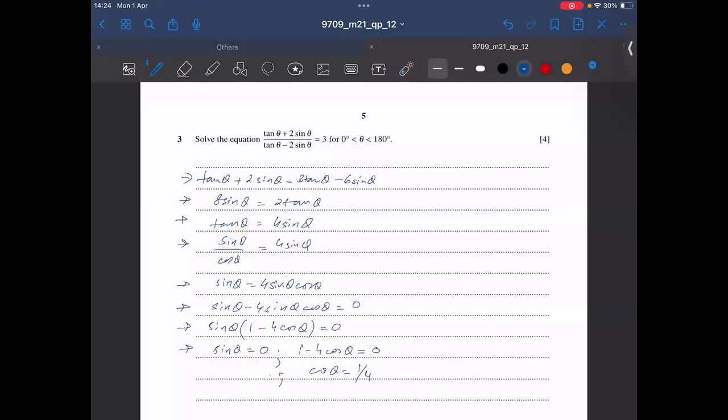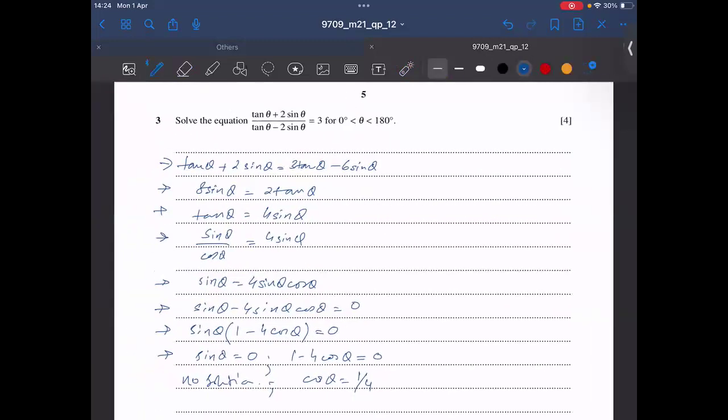All right, so we're not going to get any solution from this equation, because the solutions of this equation are 0 degree and 180 degree, and there's no equal to sign included in the domain. So these two values do not lie within the given domain. So these are not going to be part of the solutions. Now cos theta equals 1 over 4.